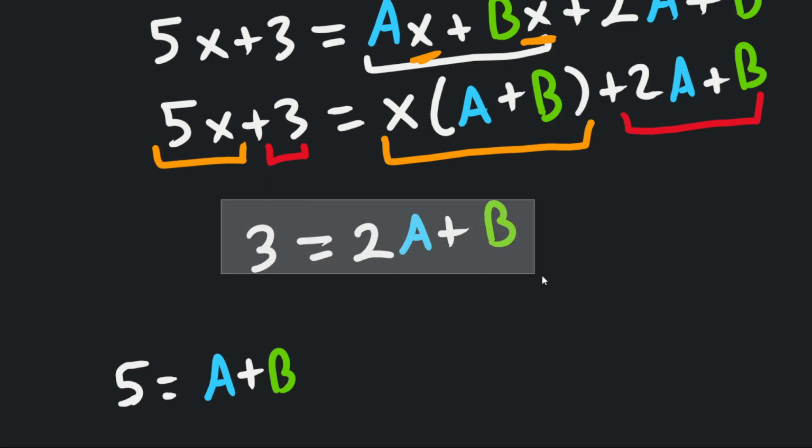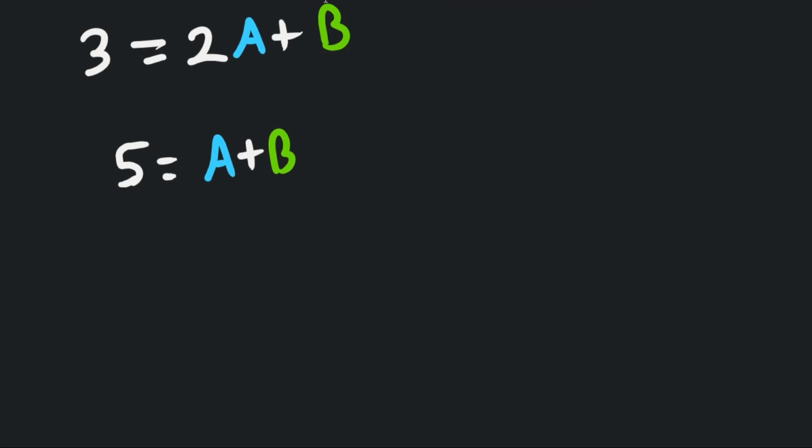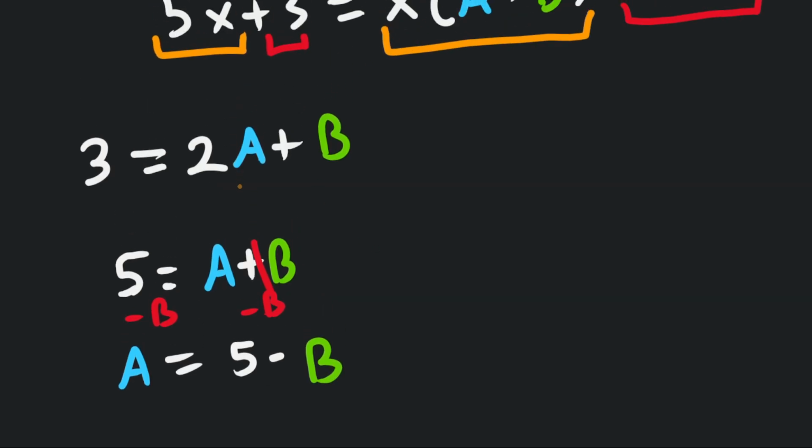And now take a look at this. We have a system of equations right here. 3 equals 2a plus b, and 5 equals a plus b. So how do we solve a system of equations? Well, we can solve it by substitution. Let's pick the second equation right here, and let's solve for a. Assuming you subtract b from both sides, a equals 5 minus b, which I will then substitute in here.